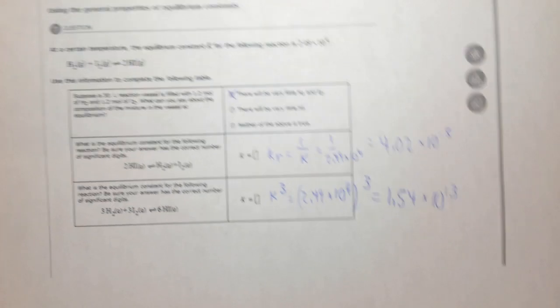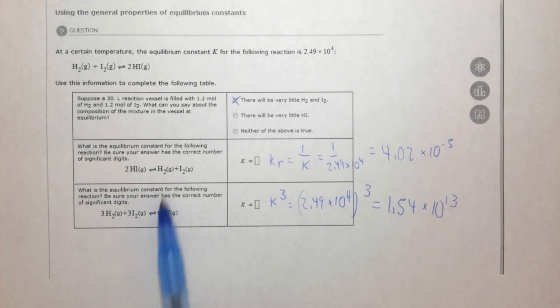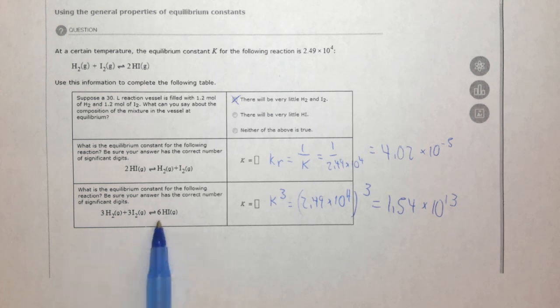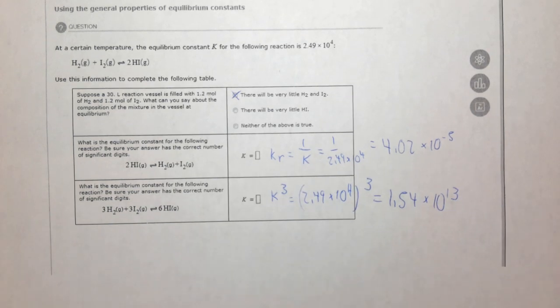So these are just some ways you can manipulate the equilibrium constant expression depending on whether you reverse the reaction or you triple the reaction or whatever you do.